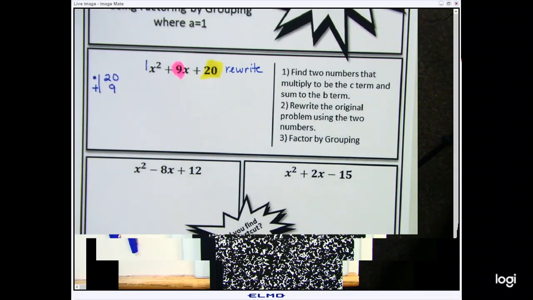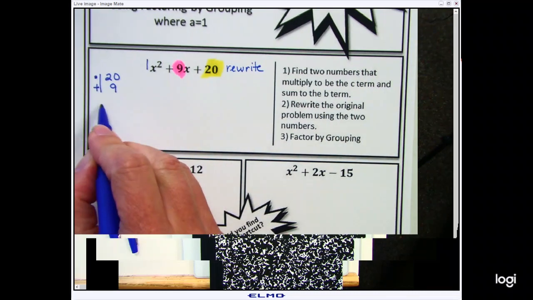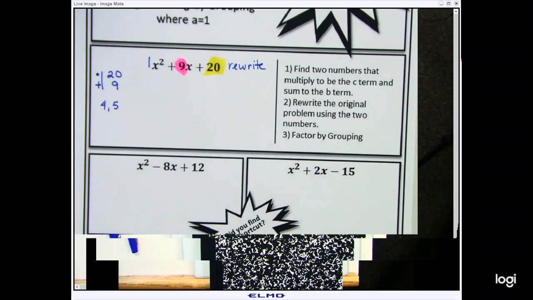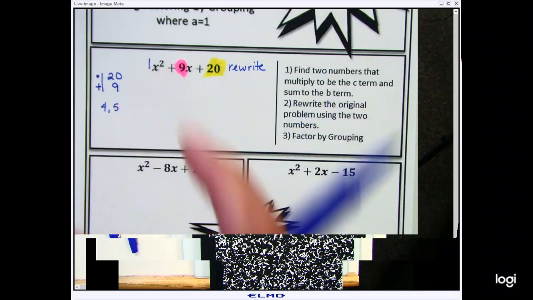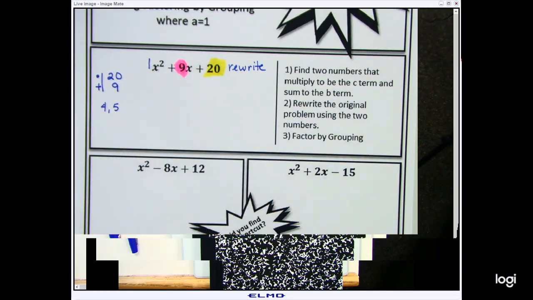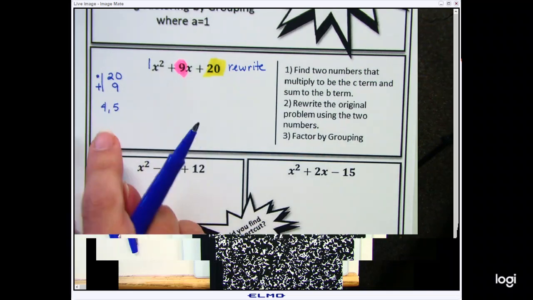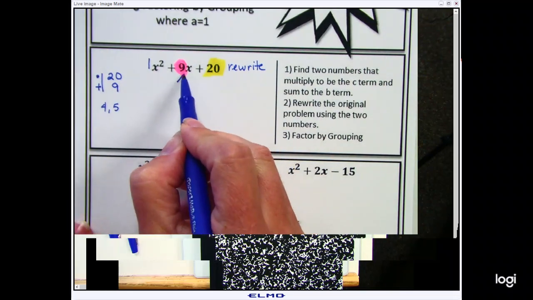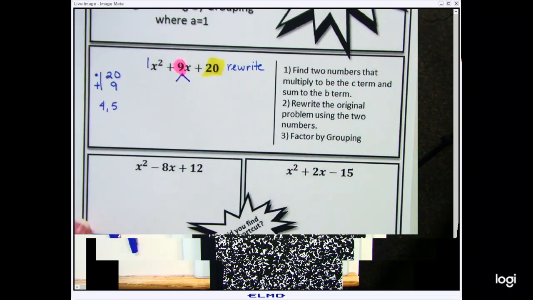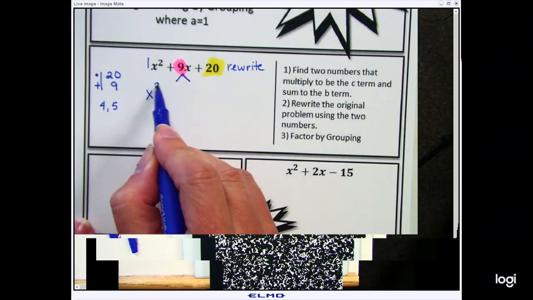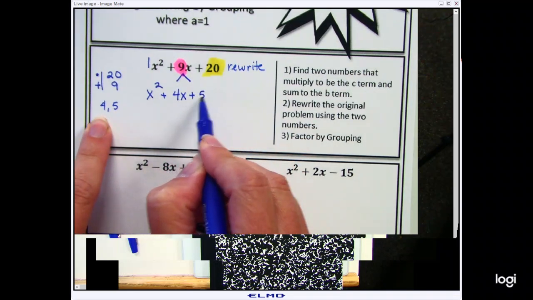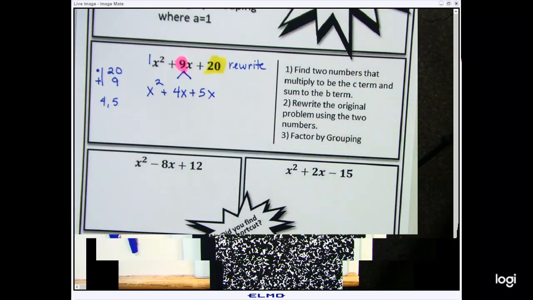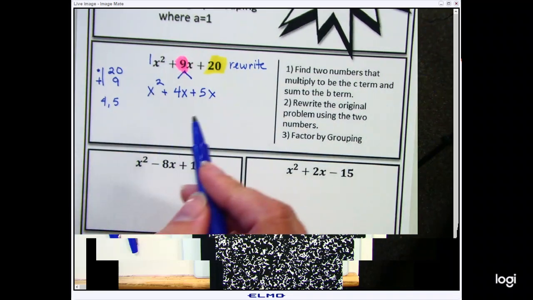Take a second, think of those numbers. What are they? 4 and 5. Those numbers are 4 and 5. Now, if finding those numbers is hard for you, let me know, and I'll show you a way to figure it out every time that will work for you, okay? So what I'm going to do with those 2 numbers, I'm going to rewrite this middle term. So I've got x squared. Would you guys agree that 4x plus 5x is the same as the 9x up there? All right, so 4x plus 5x plus 20.